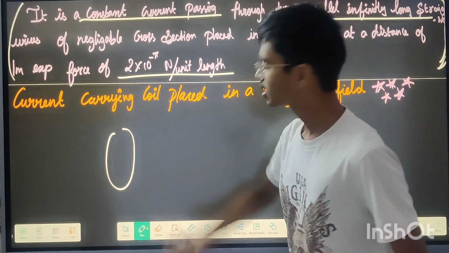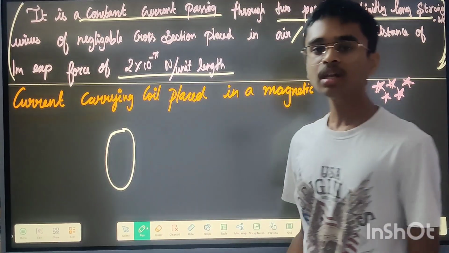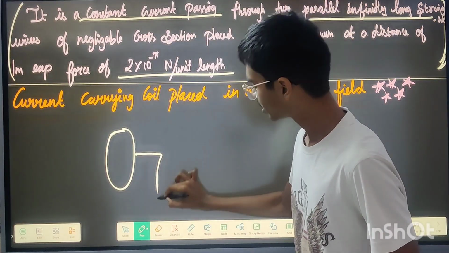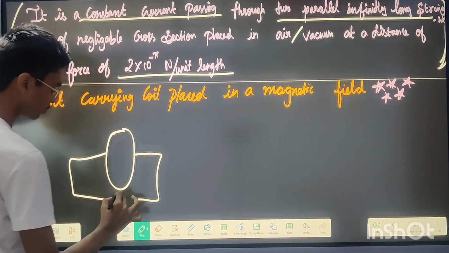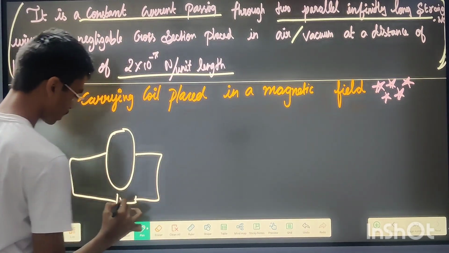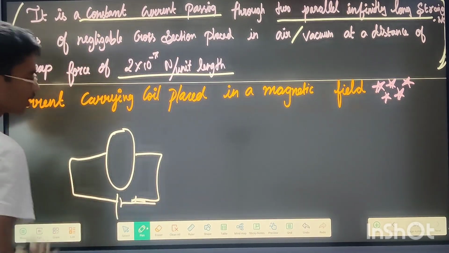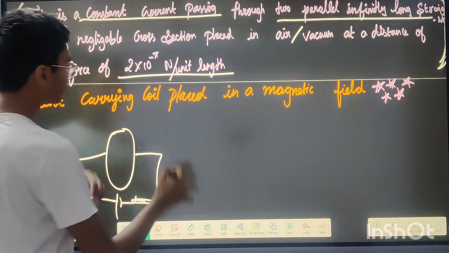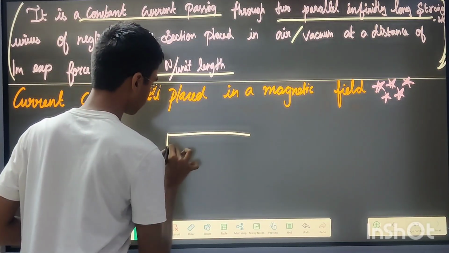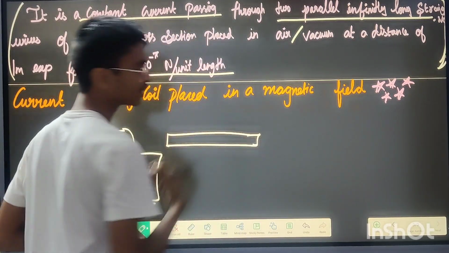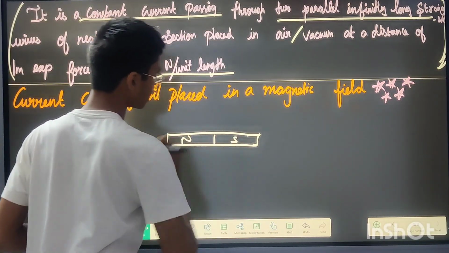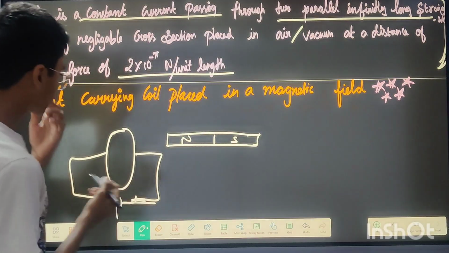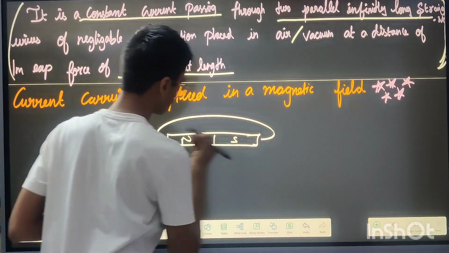See, this is a circular coil, and this coil is connected to a battery. Also there is a magnet. This one is north, this one is south. So there will be magnetic fields there.